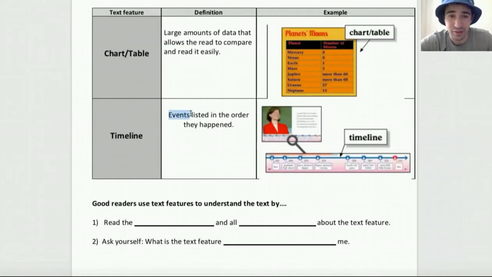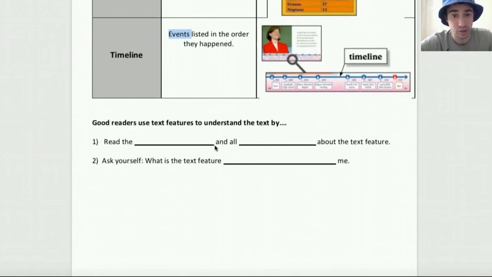These are where events or things that happen are listed in the order that they happen. So normally over here on the left side, when you're reading, is the earliest stuff. And then the newest stuff, or the most recent things to happen, would be right here. Good readers, which all of us are, use text features to understand the text by first reading the title and all the words about the text feature, often in a caption, or even in words next to the text feature. And then you ask yourself, what is this text feature telling me?